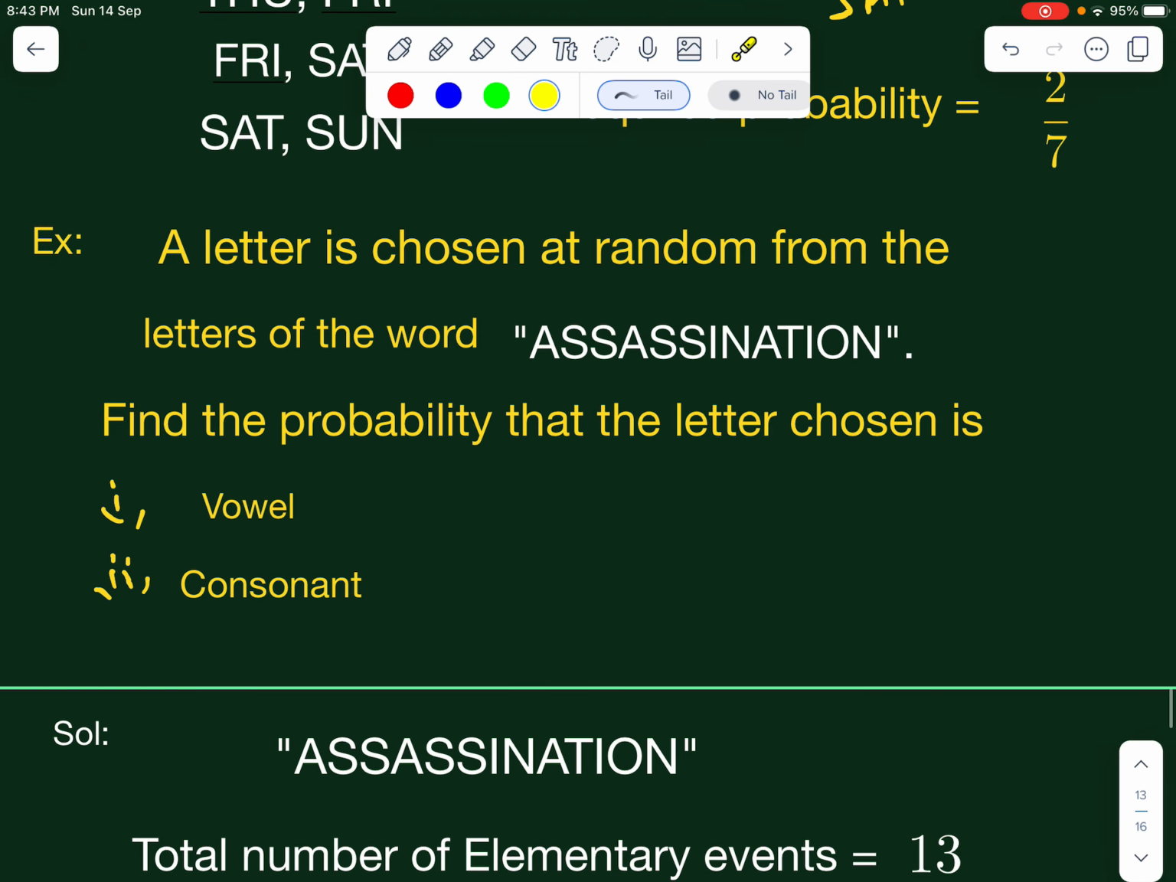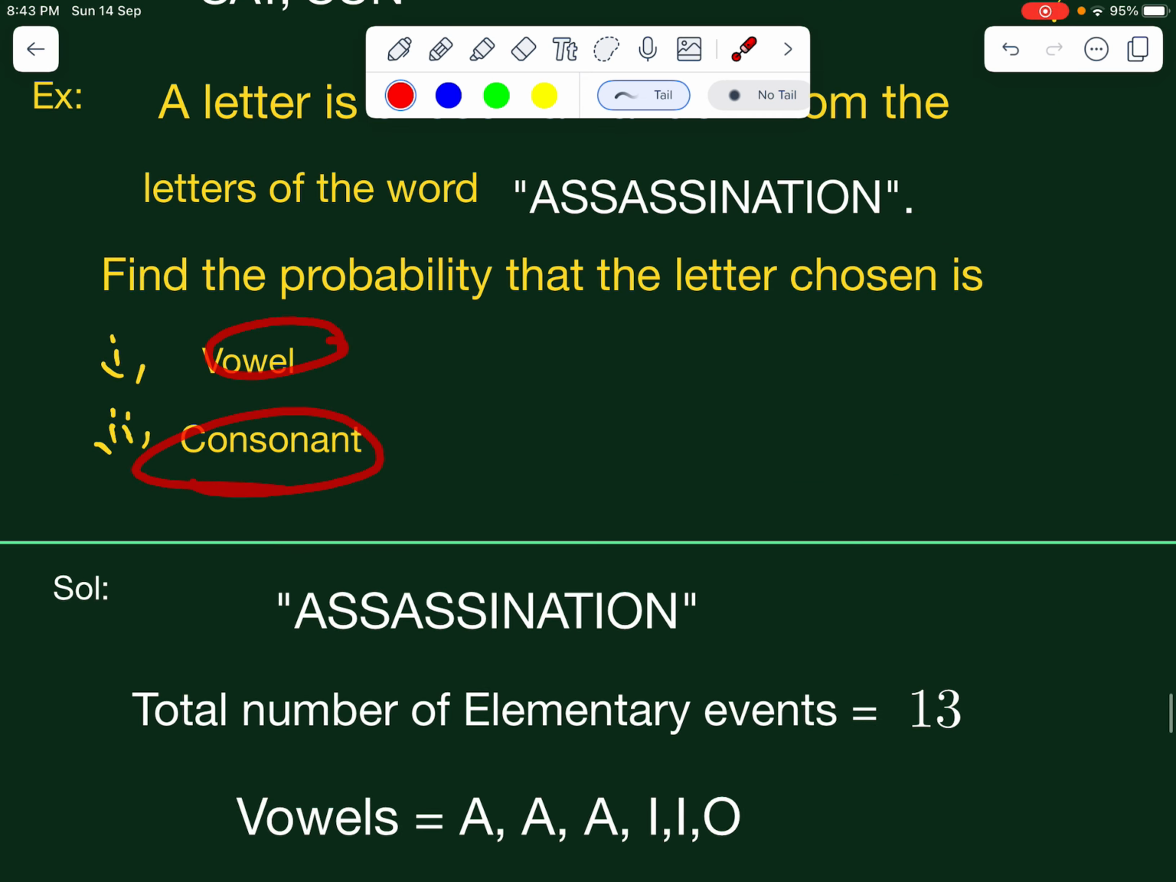Next question. A letter is chosen at random from the letters of the word assassination. Find the probability that the letter chosen is a vowel and a consonant. First of all, count the letters. 1, 2, 3, 4, 5, 6, 7, 8, 9, 10, 11, 12, 13. Total letters 13.